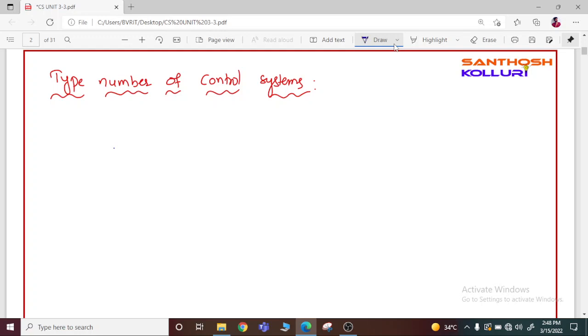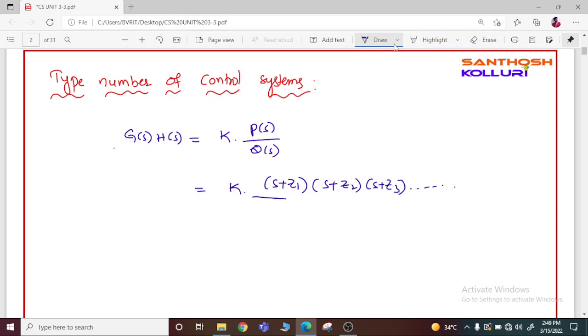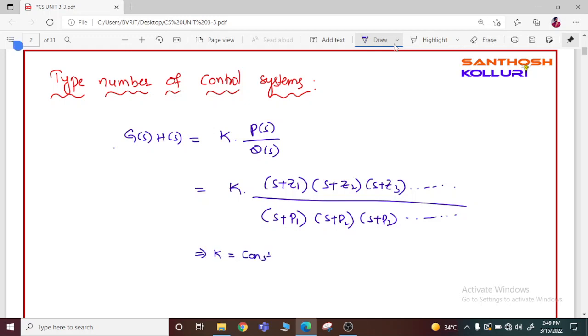So for example, in general, the transfer function is represented as G of s into H of s can be written as K into P of s by Q of s, numerator polynomial by denominator polynomial, which can be represented with some constant K, s plus z1, s plus z2, s plus z3, and so on, where the roots of the numerator polynomial are zeros, divided by s plus p1, s plus p2, s plus p3, and so on, where the roots of the denominator polynomial are poles, where the term K is a constant.